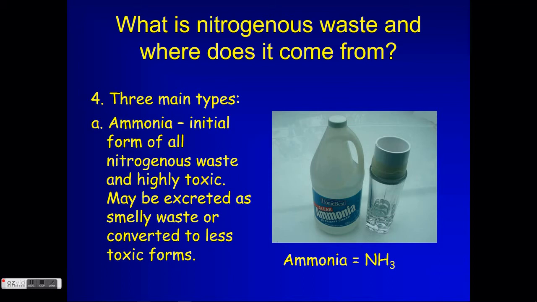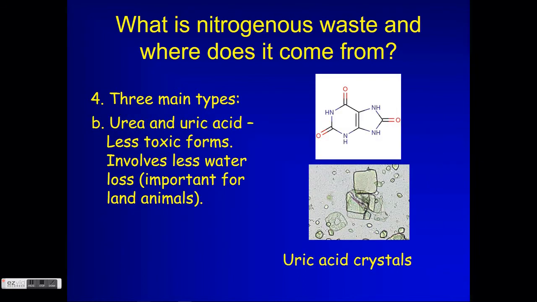So we're going to have to make it into a less toxic form so we can hang on to it for just a little bit longer. And that other type, for all other land animals, includes things such as urea and uric acid. These are less toxic forms of nitrogenous waste.